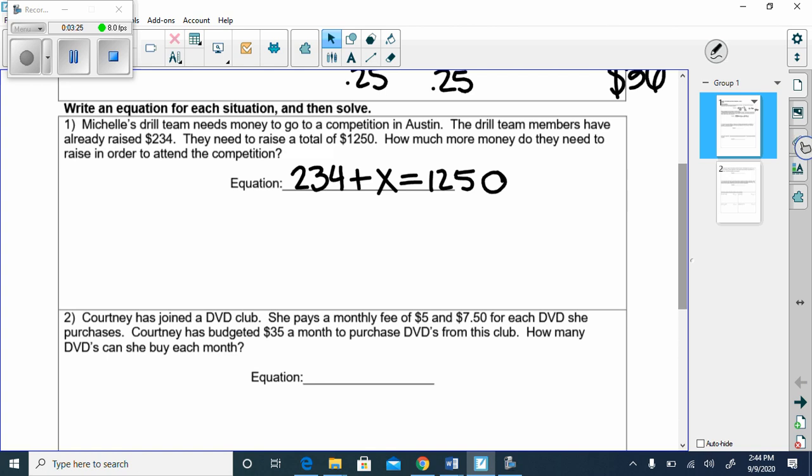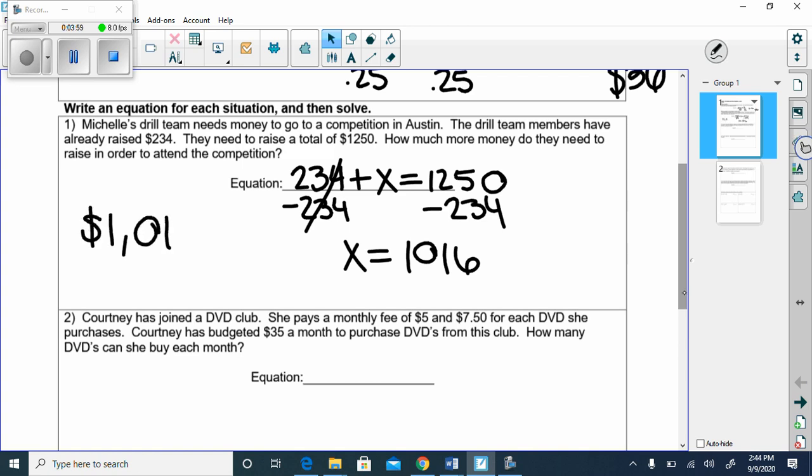Good. All right. And now all we need to do is solve. So what am I doing first? Good. And when I subtract, what do I get? So when they ask how much more money they need, $1,016, right? So.